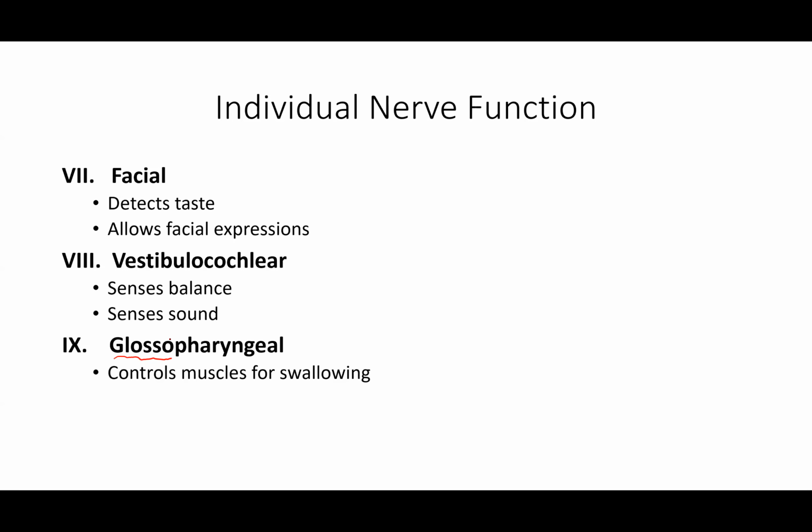It forms that ball of food called a bolus when you're eating, and it pushes it back to the back of your throat, where then that swallowing reflex takes over. And the glossopharyngeal is also involved in detecting sensations from the tongue. So feeling the texture of your food, for example.